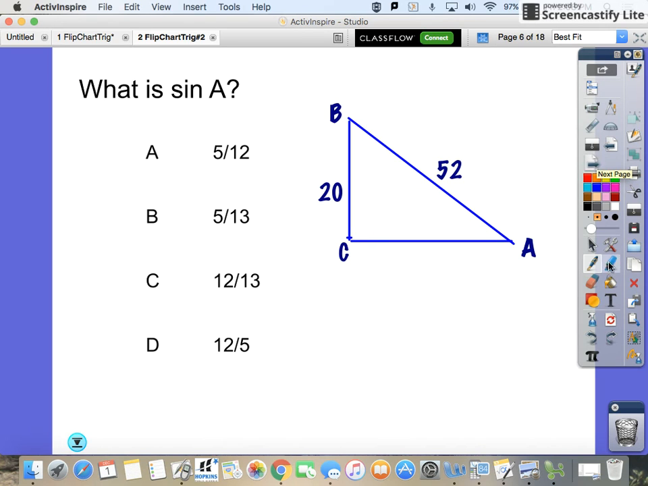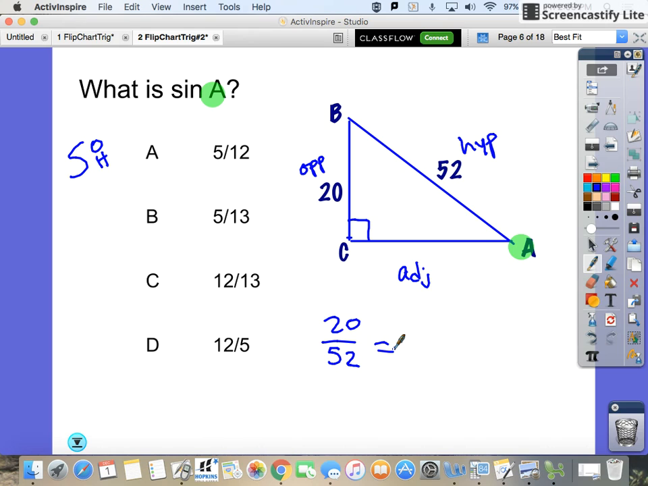So first, if we're looking at the sine of A, because it says A, we want to stand at A and then label our sides. So this one is the opposite, adjacent, and then across from the 90, this is the hypotenuse. So the sine of A is opposite over hypotenuse. So 20 over 52. This reduces to 10 over 26, which reduces to 5 over 13. So that would be B.